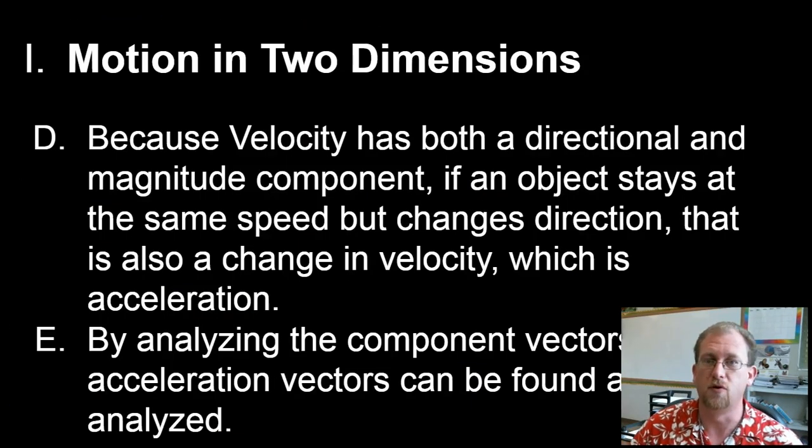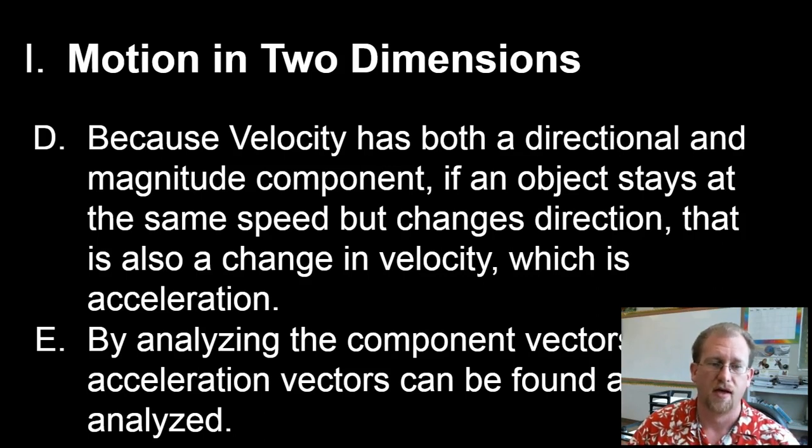Moving on to another kind of two-dimensional motion. Because velocity is both a direction and a magnitude, if an object stays at the same speed, so the magnitude doesn't change, but it changes direction, then that's also a change in velocity, which is acceleration. Okay, so acceleration is any change in velocity. It could be the change in the magnitude, or it could be the change in the direction, or it could be both. And so we need to be able to analyze any kind of change in velocity.